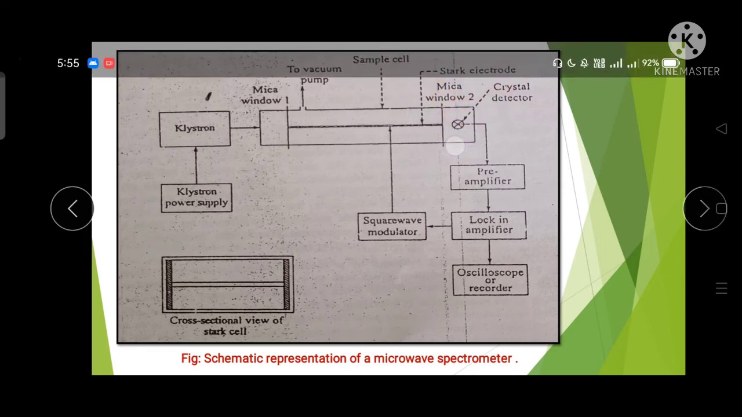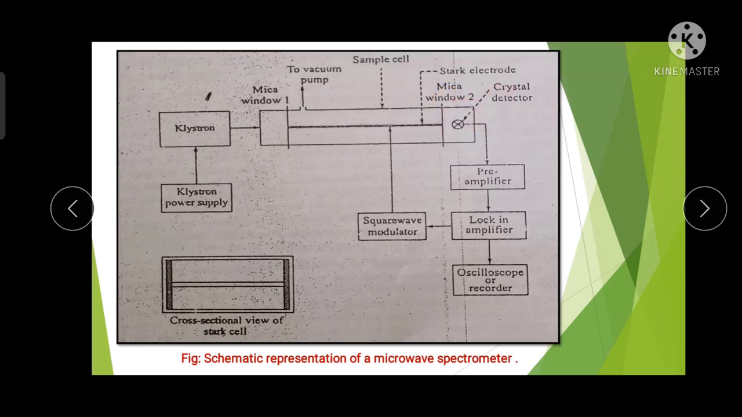After that, some signals are generated, and these signals are detected by the crystal detector. So here is the detector, and after detection there is an amplification process to get the proper, best signal. All this assembly helps to get the proper signal, which is then given to the oscilloscope or recorder. The recorder records that signal and gives us a rotational spectrum. In this way the schematic representation of the microwave spectrometer works.